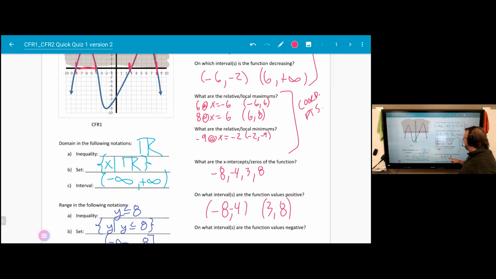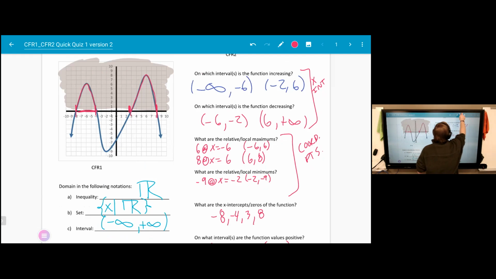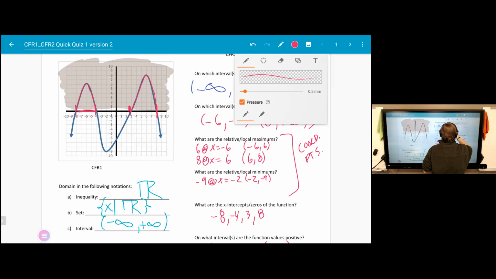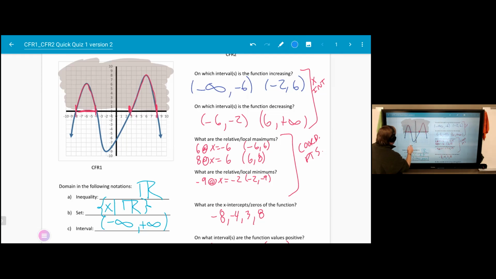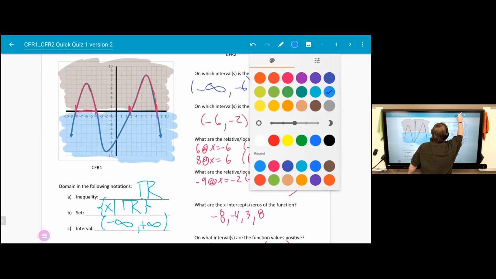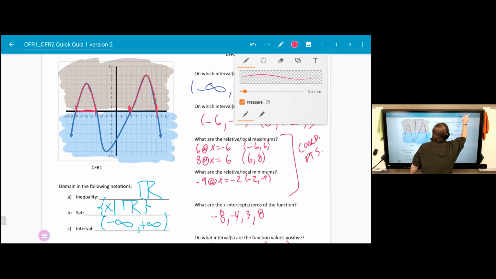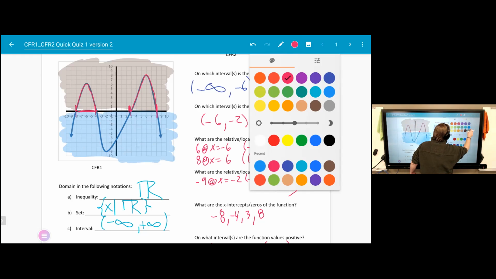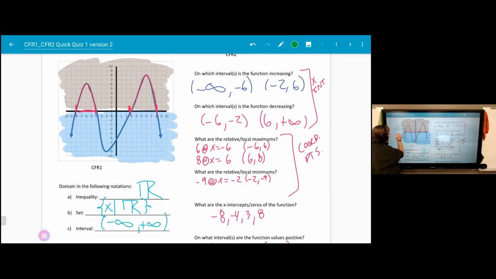Let's look now for negative values. We will go ahead and change the color, do a blue. Negative values. In other words, when is the function below the x-axis? And that happens in 3 different spots. What are those spots? Let's find out. Go with this green color, why not? Well, it's negative from -infinity and then stops being negative right there. So from -infinity to -8, it is negative.